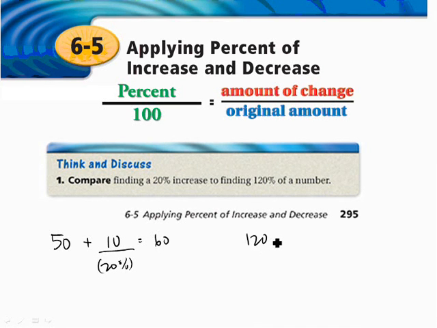If you were to find 120% of 50, that would be like multiplying 1.2 times 50. I'll do the math for you. That equals 60. So a 20% increase takes the original number and adds 20%. A 120% calculation of a number, the 100% takes care of the number you started with, and the 20% adds on the additional 20%. So they are essentially the same thing.